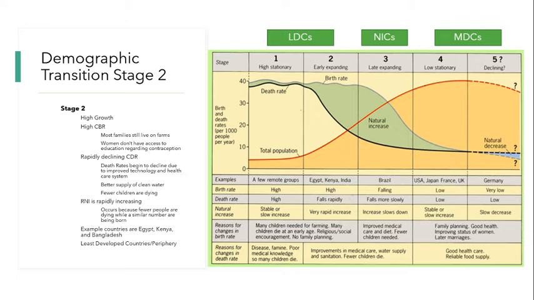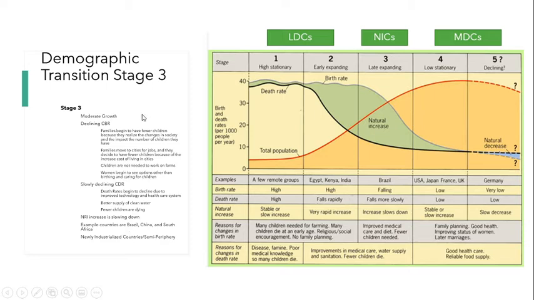Least developed countries. These are also known as LDCs. As you can see right here, stage 1 and stage 2 qualify as less developed countries. And these would both be in the periphery. So you can call it stage 1, you can call it stage 2, you can call it a less developed country, or you can call it a periphery country. Any of these.